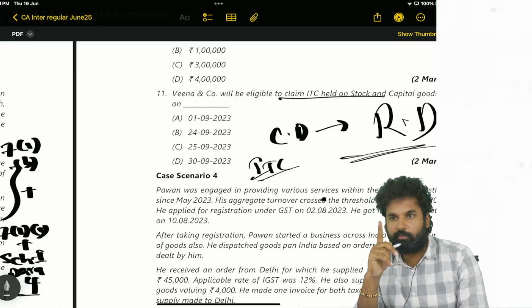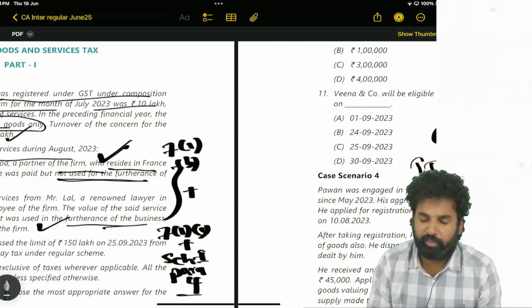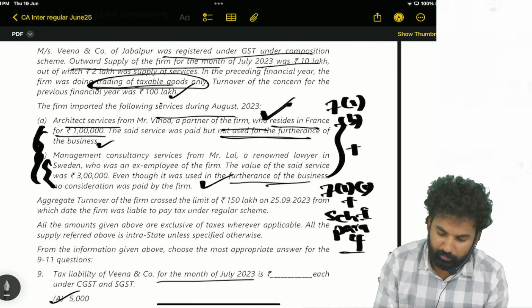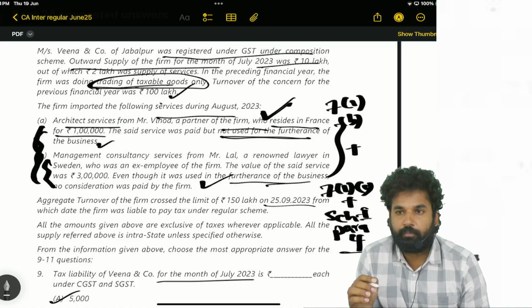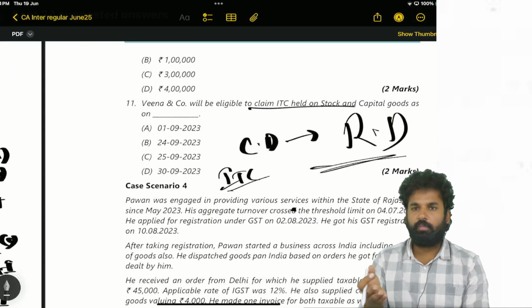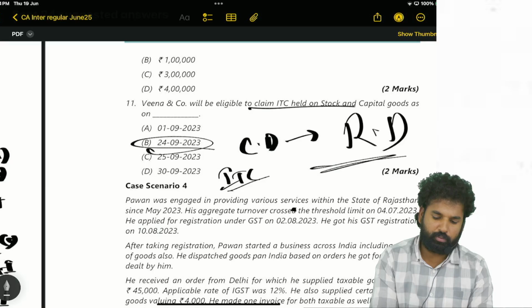Only one case. What is that? Exempt supply becoming taxable supply. Anyway, they are asking for the date. By which date does it have to be seen? By 25th September 2023 they are converting. So the preceding date. What is that? 24.